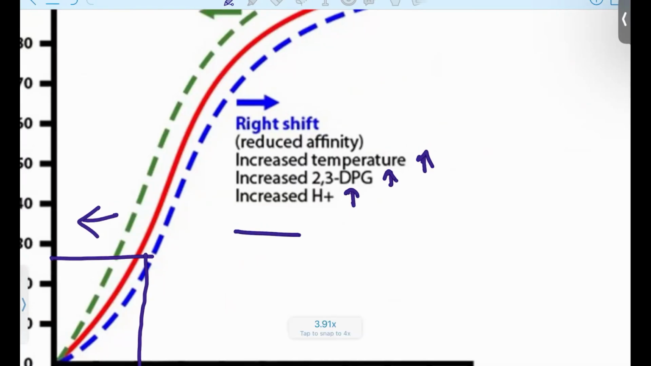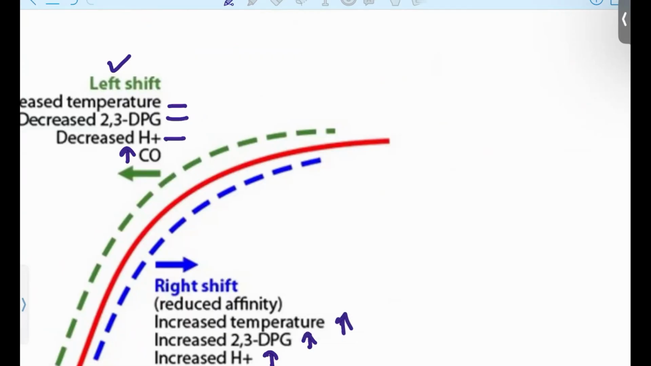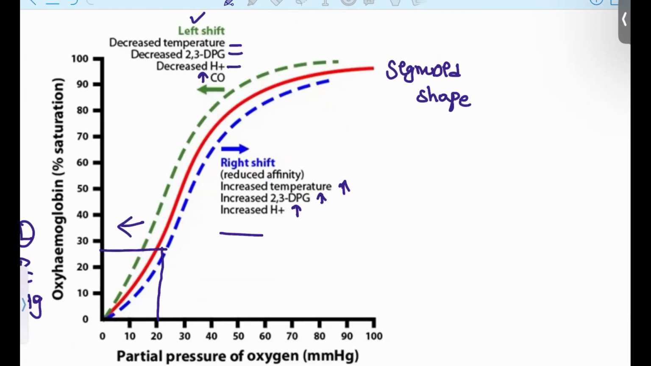And what is the curve? This graph curve is known as the sigmoid shape. This is your sigmoid shape curve. These points are very, very important and examples.